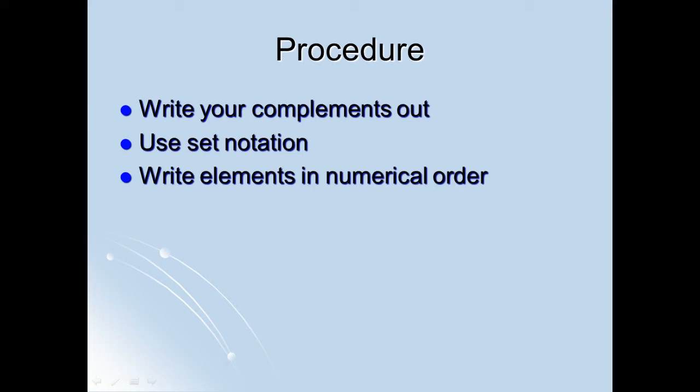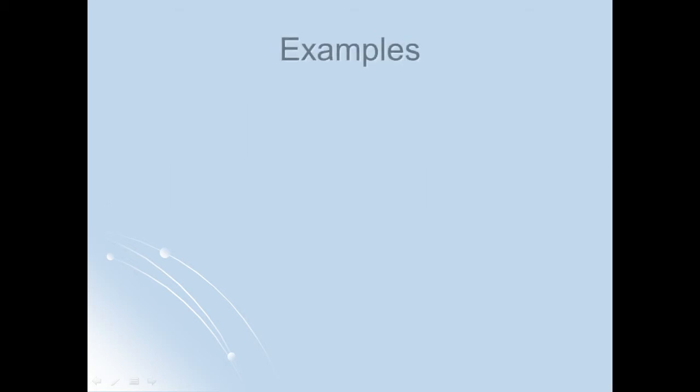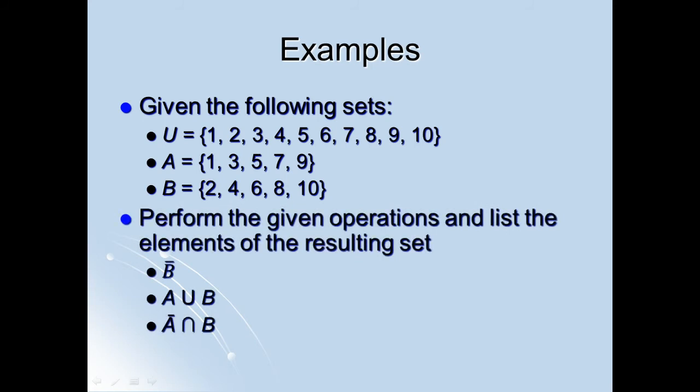So the procedure for you is as follows. The first thing you want to do anytime you have a situation where you're given a bunch of sets. So let's take a look at an example here. We have 3 sets. I'm giving you a U set of 1 through 10. Set A is going to be the odd numbers 1, 3, 5, 7, and 9. And set B will be the even numbers 2, 4, 6, 8, and 10. What we're going to do is perform the given operations, and we'll list the elements of the resulting set. So we're going to list the elements of the complement of B, we're going to list the elements of the set A union B, and we're going to list the resulting elements of the complement of A intersect B.